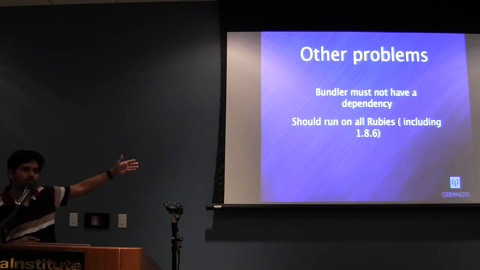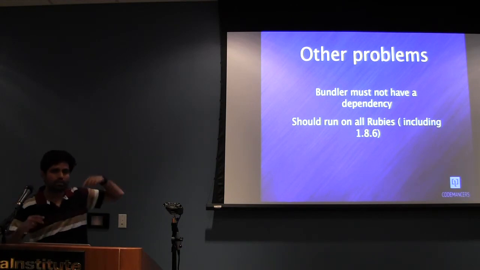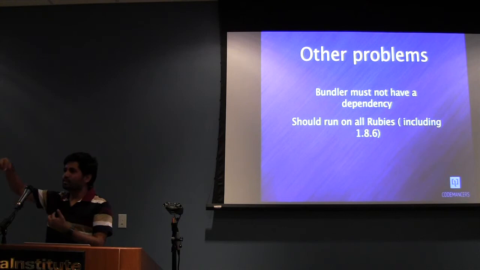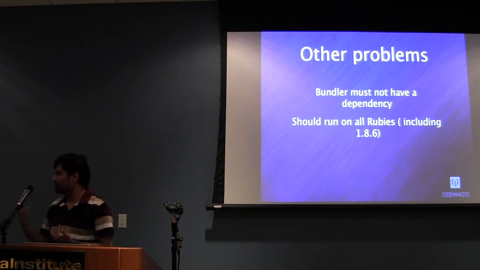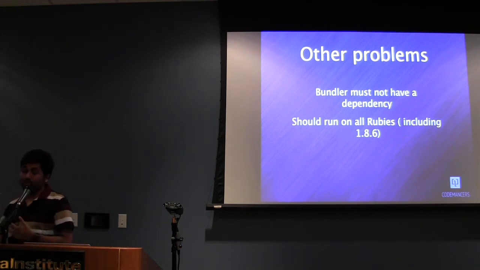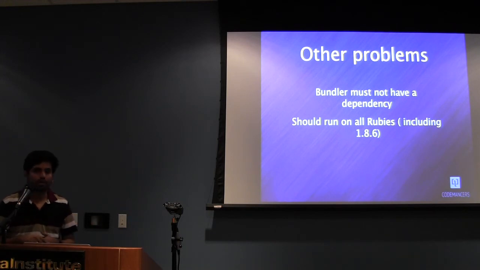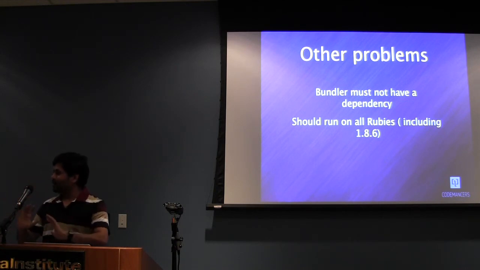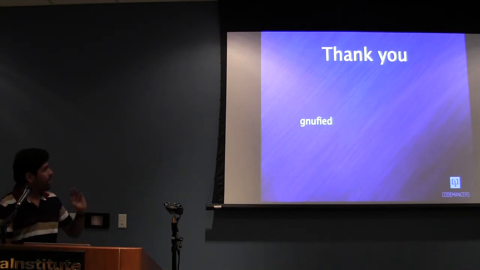Then there are cyclic dependencies: if gem A depends on gem B and gem B depends on gem A, people do run into such situations. Such cyclic dependencies will be detected much better and reported to the user, rather than throwing some weird error. It was a lightning talk, so that's it. I'm done.